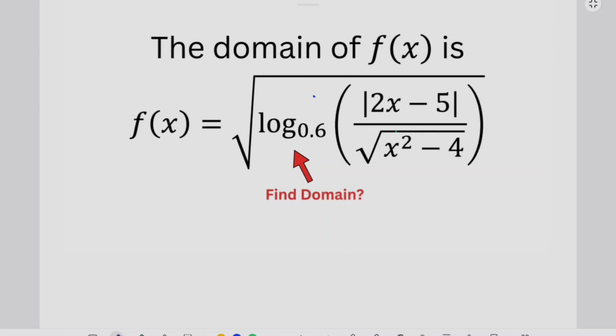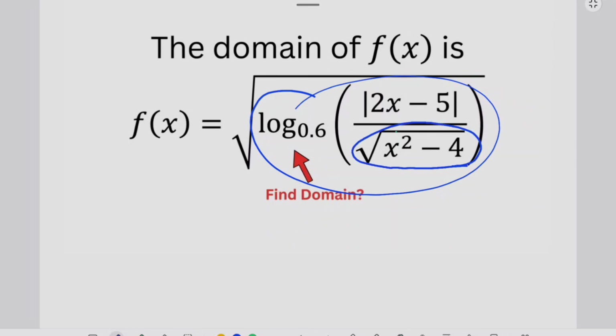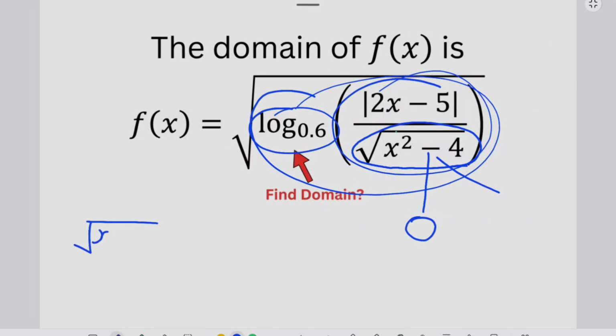So we have to find the domain of this function. So here first we have to remove the points where the denominator becomes 0, because if this denominator becomes 0, then the whole argument of log will become infinity, which is undefined. Okay, so first we have to see where it becomes 0.